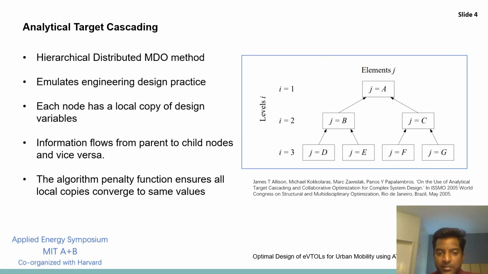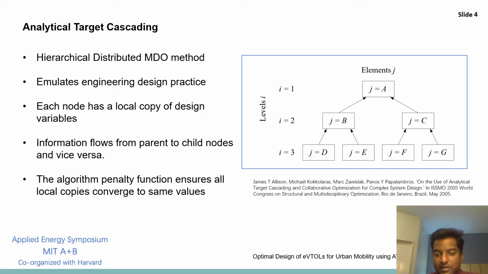So the multidisciplinary optimization method that we are looking at in this problem is called analytical target cascading. This method is basically a hierarchical distributed MDO method. The reason why we are choosing this method is because it actually emulates engineering design practice. As you can see in the image on the right, it follows a tree-like structure where each node communicates only with its parent or its child nodes, and hence the information flow is more structured.